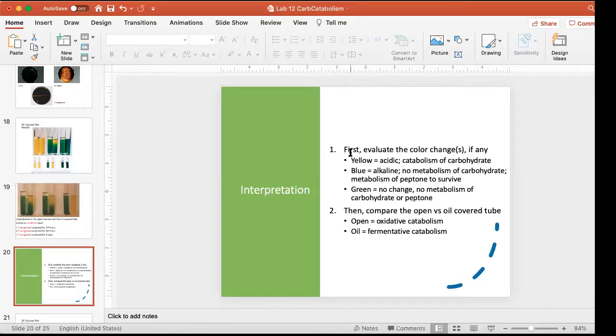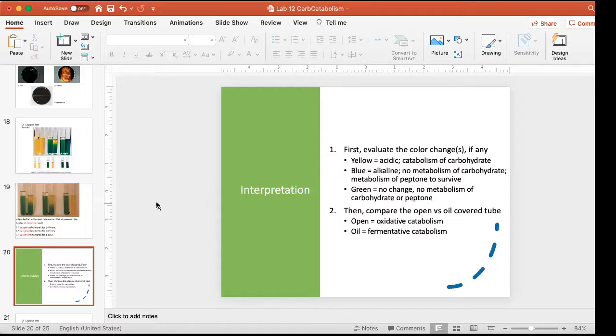If the tube turns yellow, we know there's an acidic environment in there. And that means that the glucose in the tube has been catabolized somehow. It's been broken down and produced an acidic product. If the tube turns blue, we know that it's alkaline in there. There's been no metabolism of the glucose, but the peptone has been metabolized in an effort by those cells just to survive.